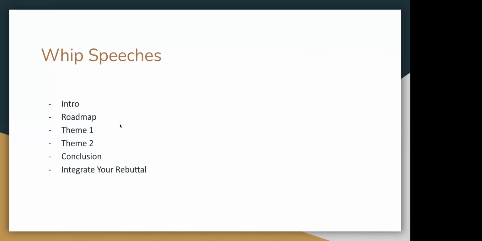And then the whip speeches: your intro, roadmap, your first theme, your second theme, and then your conclusion. Sometimes people like to do a separate rebuttal section of the whip speech when they do the structure for it. I think it's just much more powerful to integrate your rebuttal. Once you start taking time away from your themes, you might be missing important comparative analysis. So you can integrate your rebuttal into one of the themes. Please do it because that also just simplifies the structure of your speech by a significant amount.